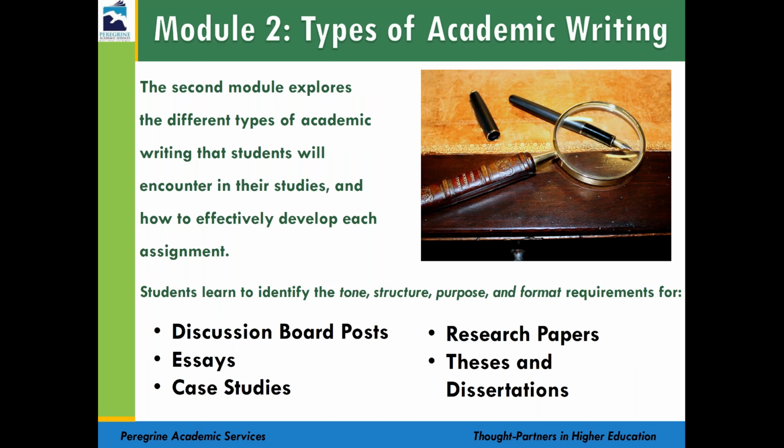Module 2 covers the types of academic writing, and this covers 5 different types of assignments that students might be faced with. The first one is discussion board posts, where we say, you know, this really is not a social media post, this isn't a Facebook reply. The requirements are very different. You need to have your thought on the subject, you need to back it up with some research, and you need to raise a new area for discussion. So we give key points for each type of assignment.